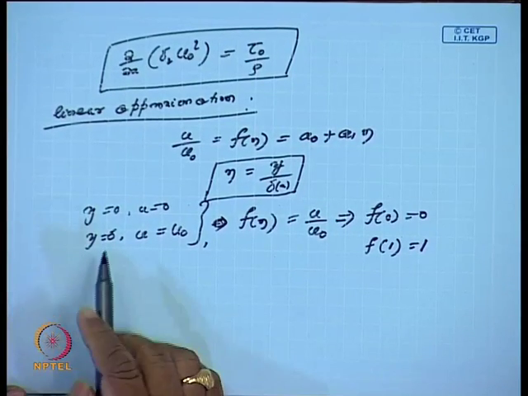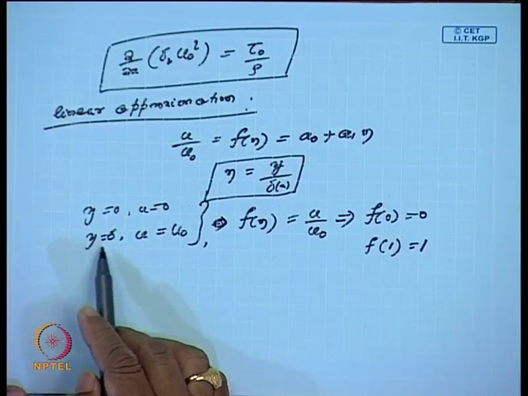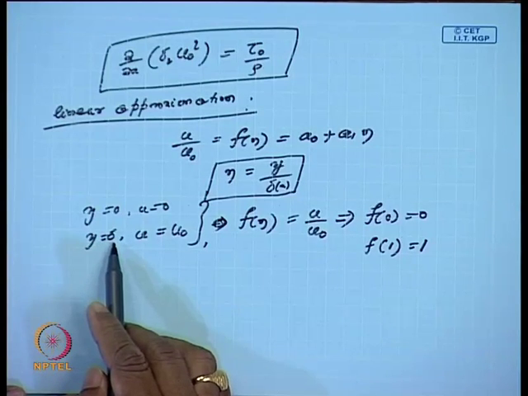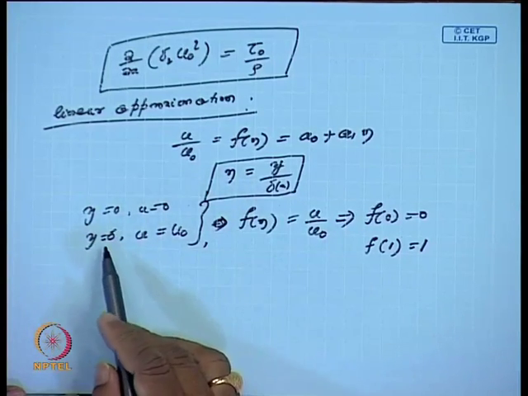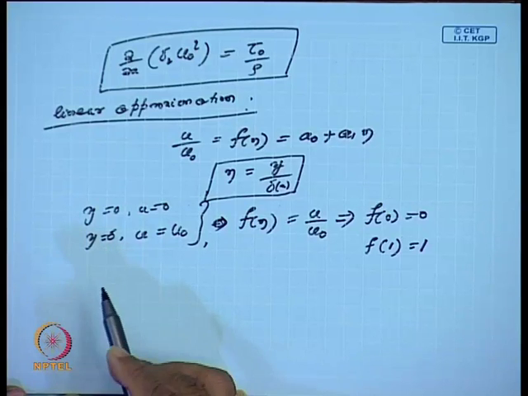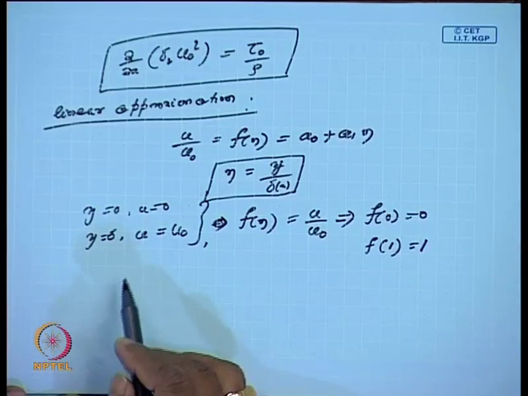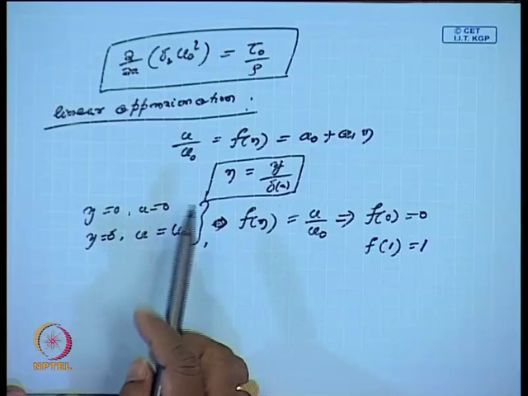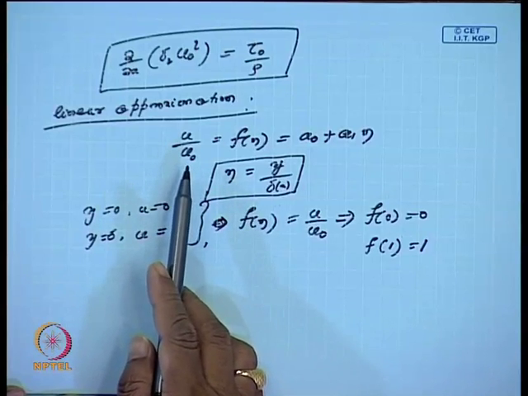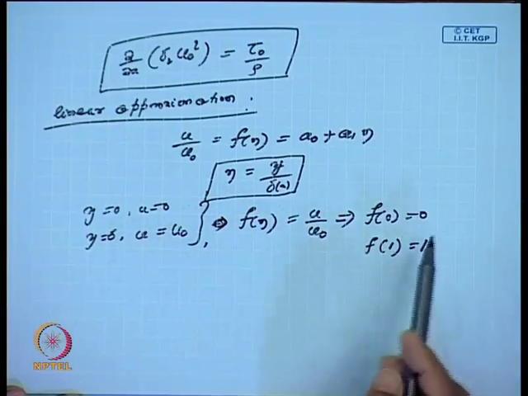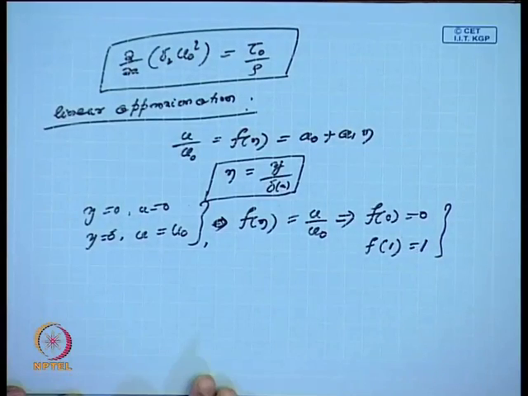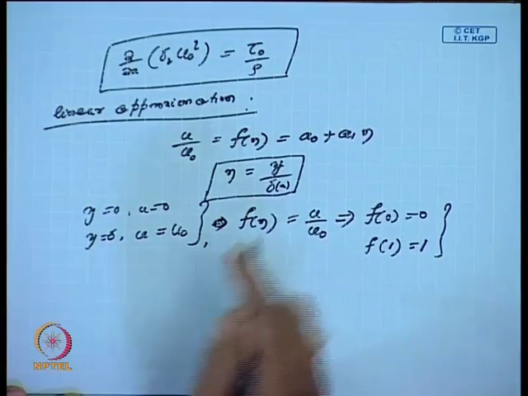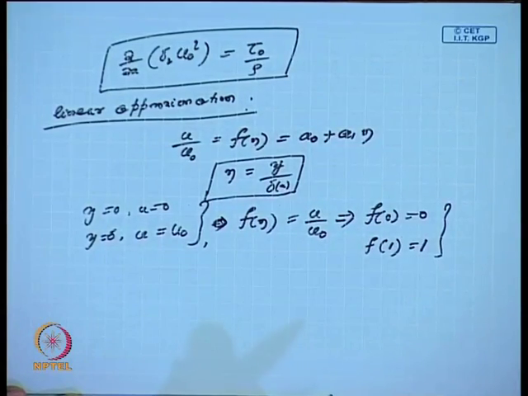Because at y equal to delta, eta is y by delta, which is 1. So when eta is equal to 1, then u by u naught becomes 1. So these become the two boundary conditions, and my f of eta has a0 and a1. So I have two unknowns and two boundary conditions.